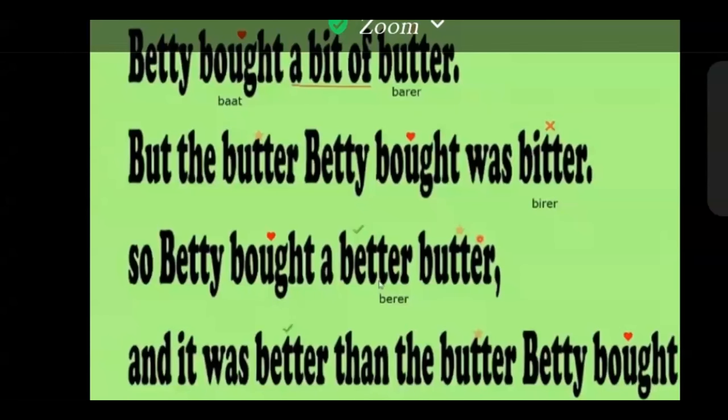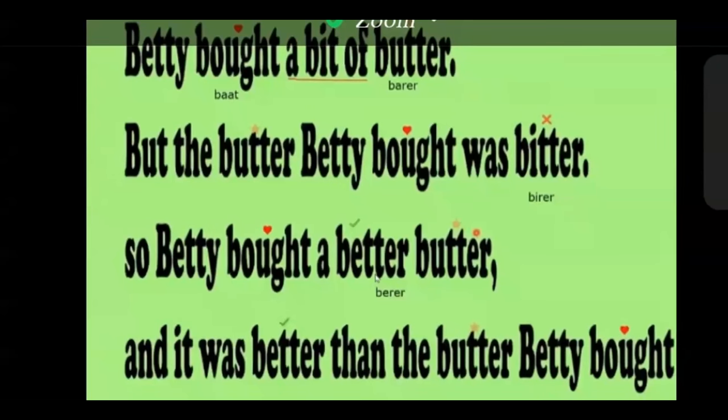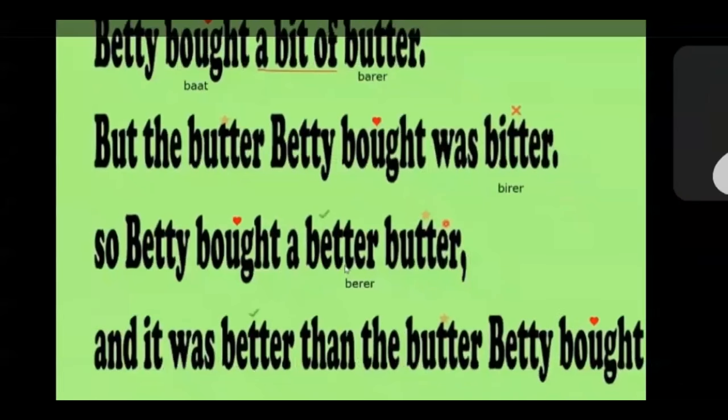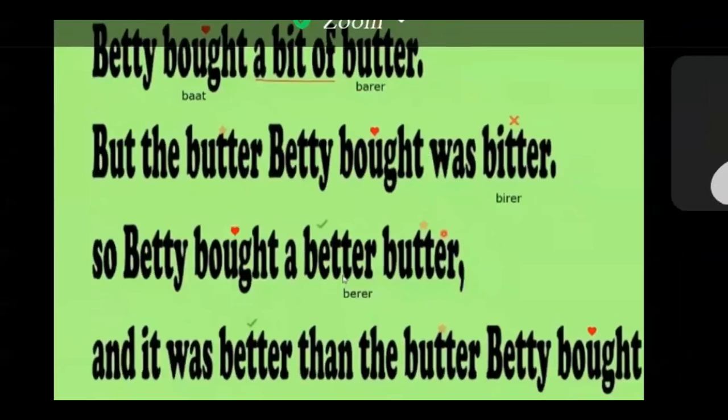Very bad, a bit of butter. But the butter, very bad, was bitter. So very bad, a better butter. It was better than the butter, very bad before. Uy, espérame que no. Ay, no se ve el before. Bueno, pero no tengo el otro pedazo, así que así está.